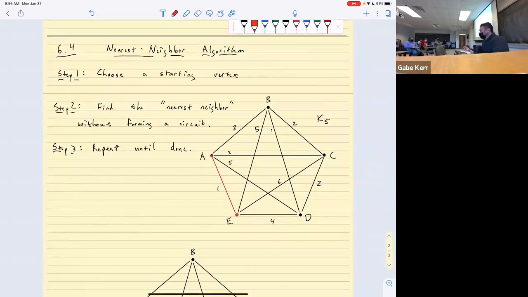Now we have to look at all of the edges out of A, except of course the one we just took, and find the smallest weight. Now we have a couple of options. If you have a couple of smallest weight edges, you can make a choice. So what are the couple of options we have? A to C or A to B. Does anyone have a preference? Okay, A to C, sounds good.